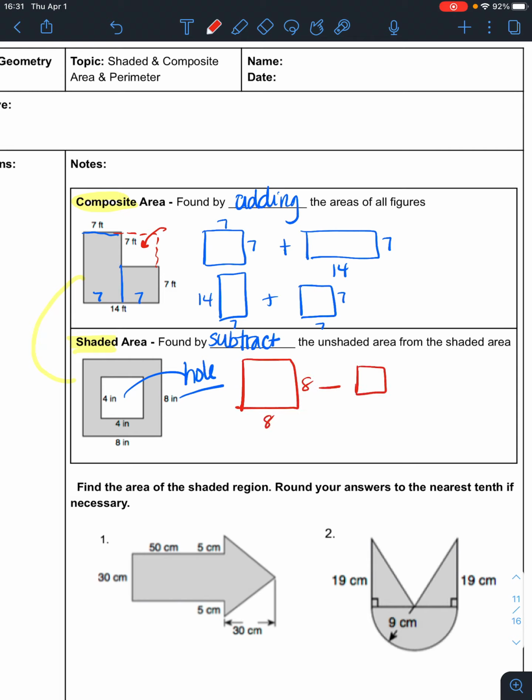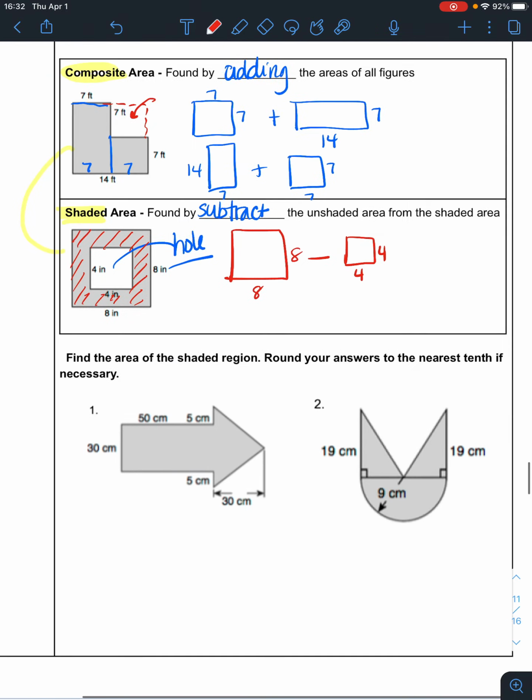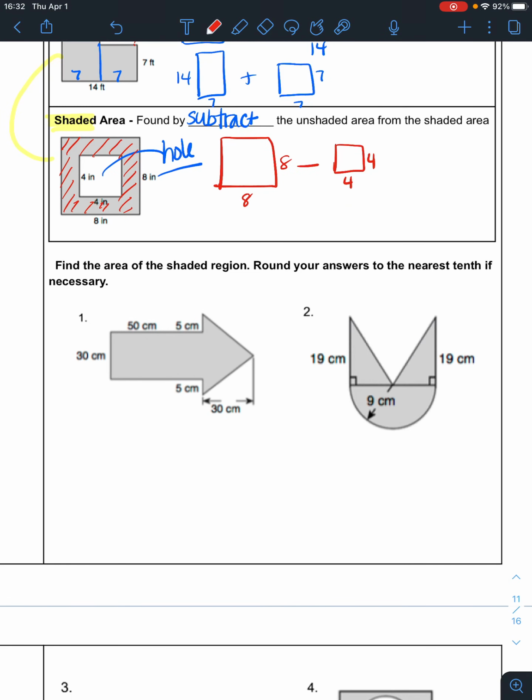And so we take the big square that's 8 by 8 and we subtract the smaller square that's 4 by 4. And that would give us this leftover shaded area. I don't need to paint the whole 8 by 8 piece. I just need to paint the frame. So we want to take these and break them into pieces.